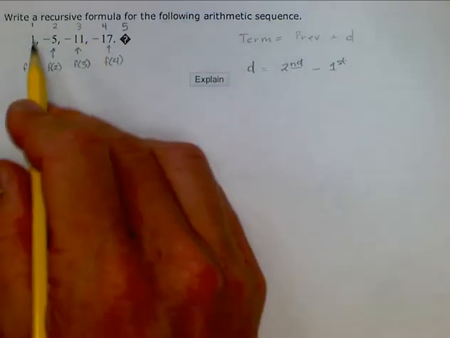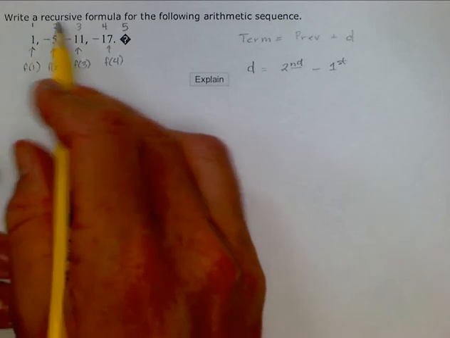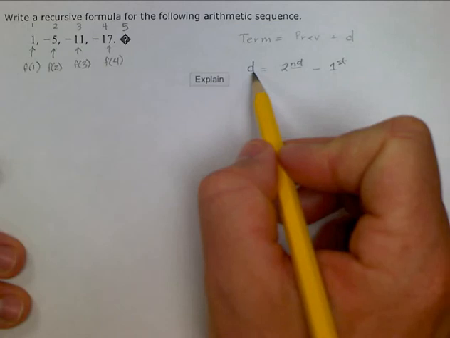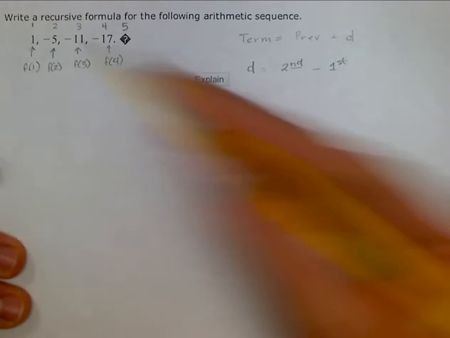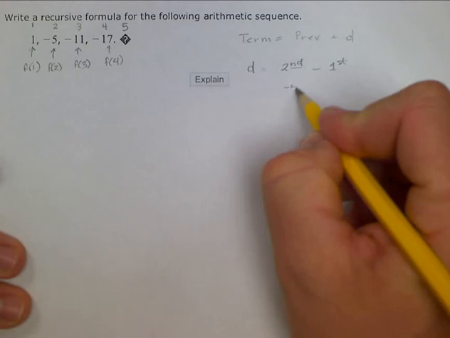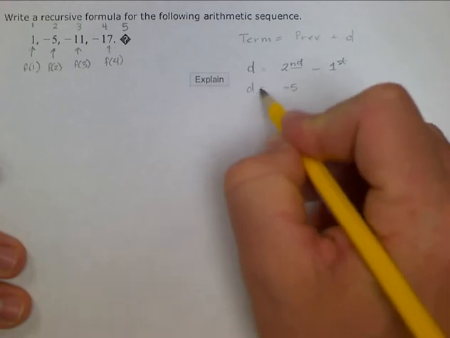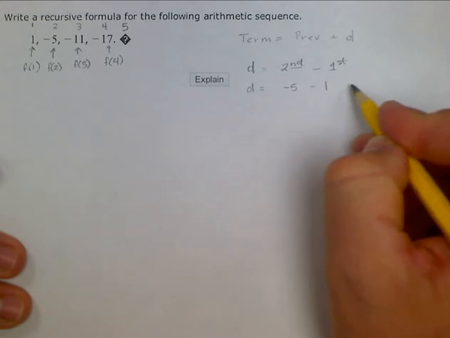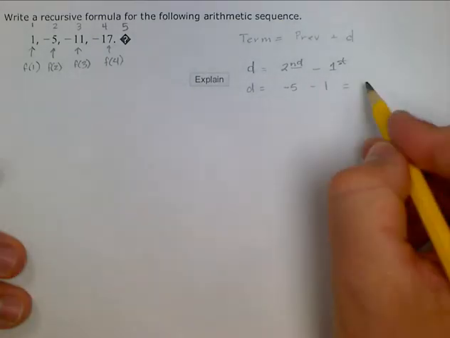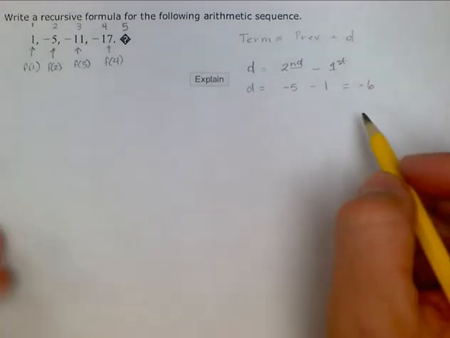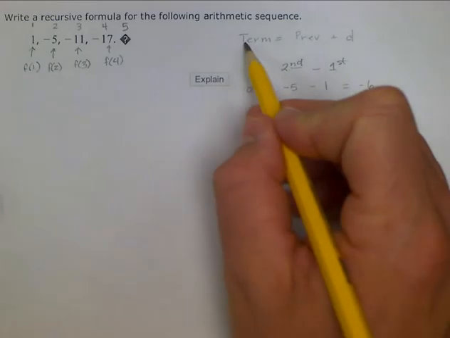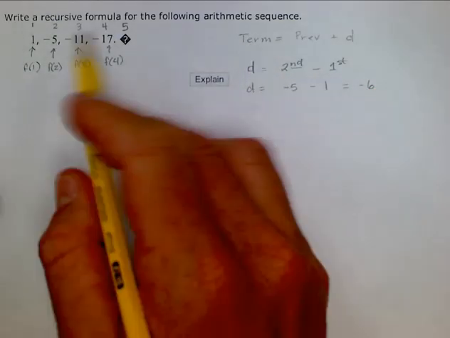It's only asking for us to write the recursive formula. So first we want to find our common difference d. So we take our second term, -5, d equals, and we subtract from it our first term, which is 1. -5 minus 1 is -6. So our common difference is -6. So from there, all we have to do is write it in a way recursively.